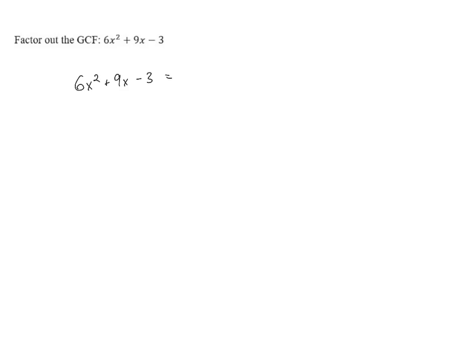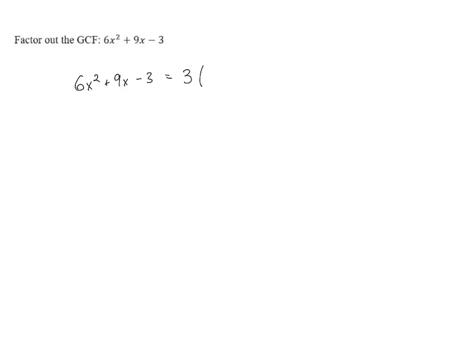If you look at the coefficients, 6, 9, and negative 3, all of those are multiples of 3, so we know that the GCF is going to contain a 3. If we look at the variables, you might see that the first 2 terms are divisible by x, but the last term is a constant term. It doesn't have an x in it, and so the GCF won't contain an x either. That means that the greatest common factor in this problem is just the number 3.